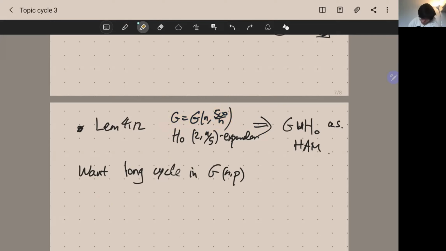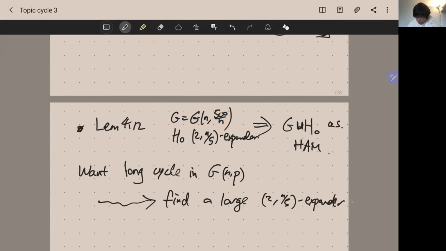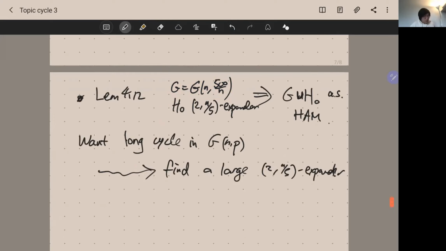Wanting a long cycle in G(n,p) boils down to finding a large 2n/5 expander. So we want to find such an H0 which occupies as many vertices as possible in G(n,p). Then we sprinkle a little bit more, 500/n, edges on top of that. This is what will happen tomorrow: Section 4.4, finding large 2n/5 expanders in pseudo-random graphs. We will define some stuff.